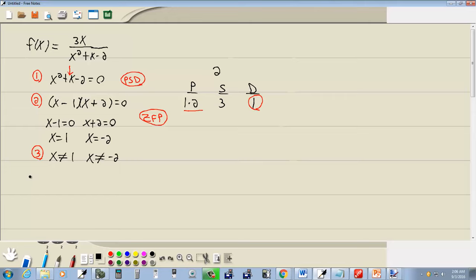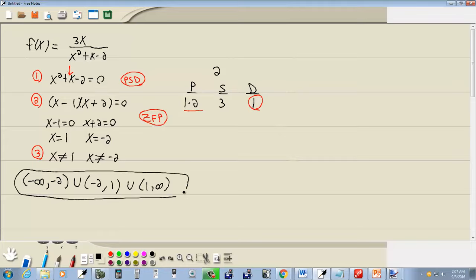Now you write that in interval notation. You start with negative infinity, parentheses on it. So negative infinity, comma, your smallest number, which is negative 2, parentheses, union, your smallest number, comma, your largest number, parentheses, union, your largest number, comma, positive infinity. This is how you say do not include negative 2, do not include 1. And that would be your answer.